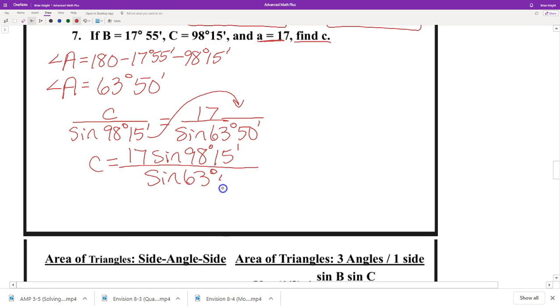It's a lot of buttons to push, but I'm thankful. I'm thankful for the buttons. Should get, if we did it right, 18.7. So if you don't, let me know and we'll fix what we messed up.